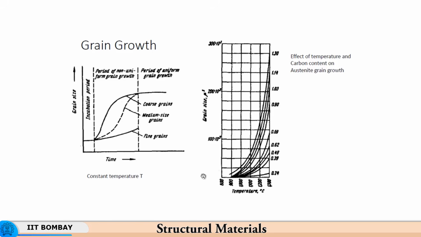So if you look at this curve, as the temperature increases, the grain growth increases very rapidly, and if the carbon percentage is large, then the grain size will also tend to increase very rapidly. That is what is shown over here.